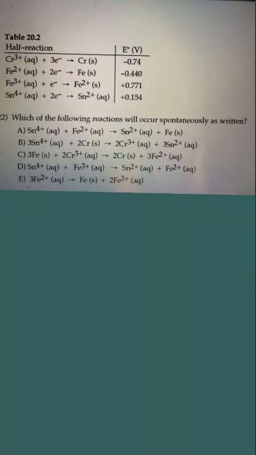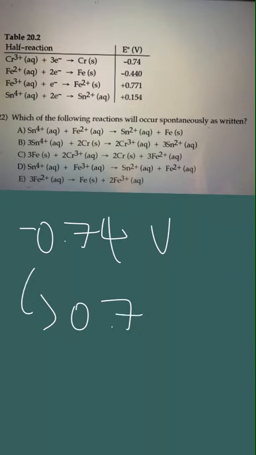Since E reduction for tin is more positive than E reduction for chromium, tin must be getting reduced while chromium gets oxidized. Since this value here is E reduction, and the reverse reaction is occurring for chromium, we negate the given value, negative 0.74 volts, to positive 0.74 volts.